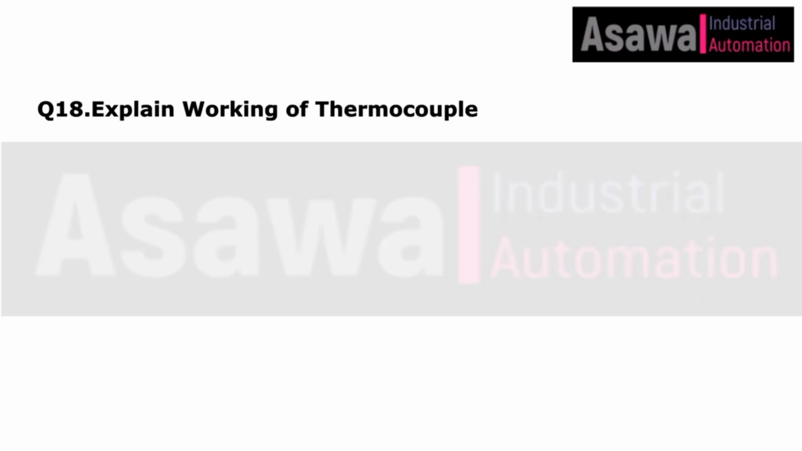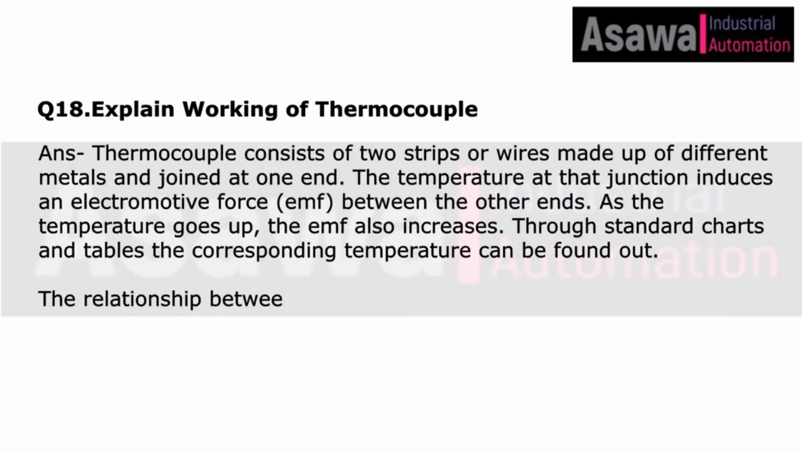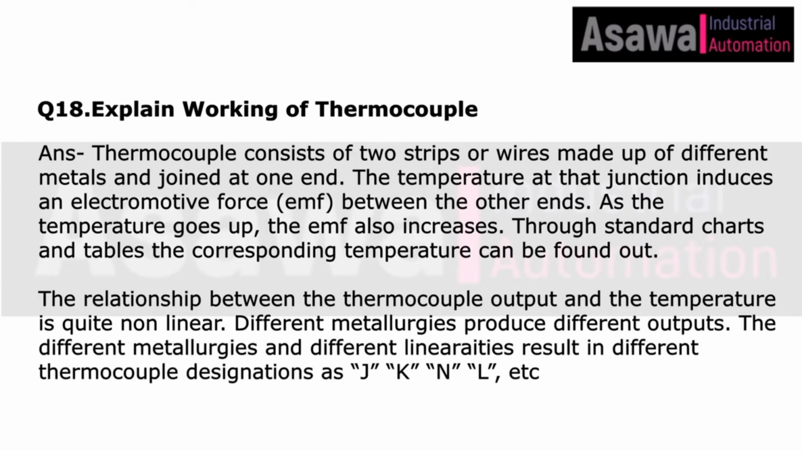Question 18. Explain the working of a thermocouple. A thermocouple consists of two strips or wires made up of different metals and joined at one end. The temperature at that junction induces an electromotive force, EMF, between the other ends. As the temperature goes up, the EMF also increases. Through standard charts and tables, the corresponding temperature can be found out.